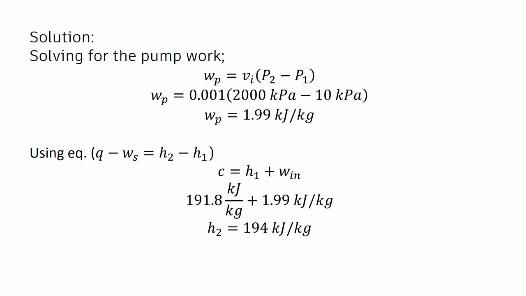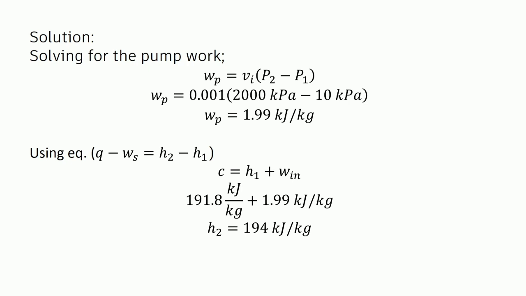It is located on our steam table, as I have shown you a while ago, plus the work input of the pump, 1.99 kilojoules per kilogram. After that, let us calculate for our final specific enthalpy. We now have the specific enthalpy to be 194 kilojoules per kilogram. So let us check our calculator. Please solve. Yes.